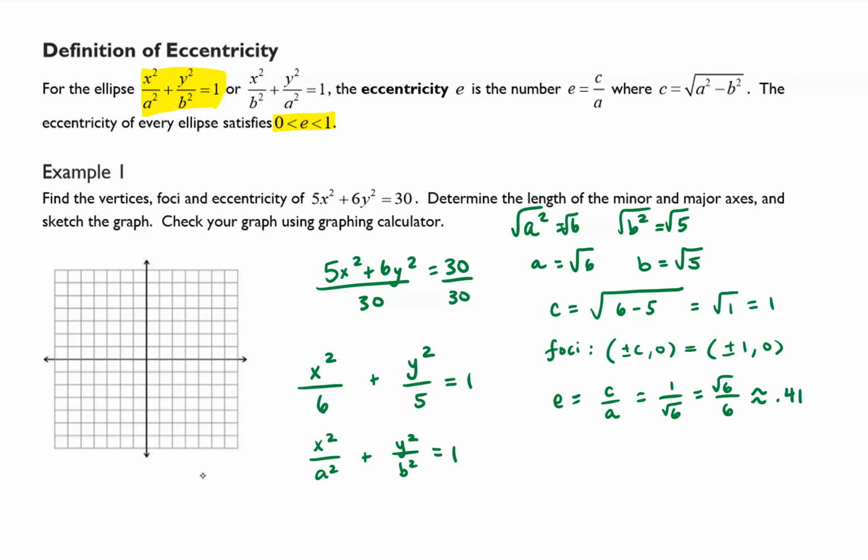So let's see, we have found the eccentricity. We have found the foci. We need to find the vertices. So we know that the vertices are located at plus or minus a comma 0, which in this case, our a value is the square root of 6. Okay, so we've located our vertices.